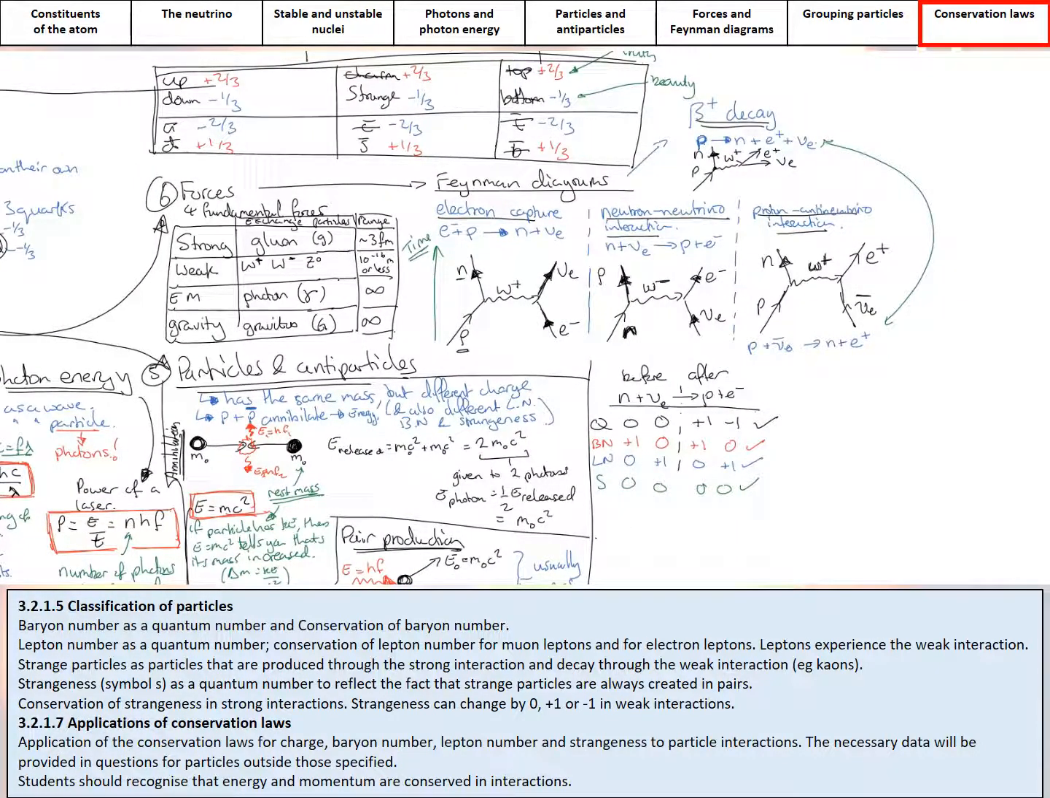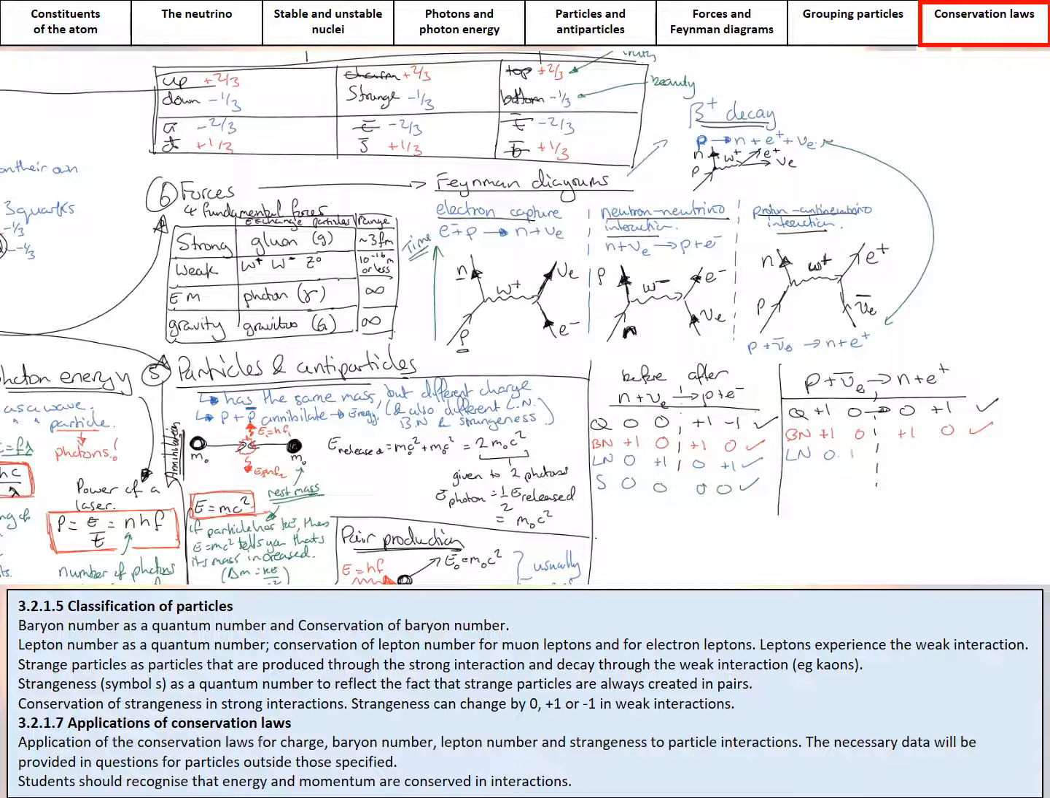We can do the same thing for our, let's do proton-antineutrino. So we've got proton plus antineutrino goes to neutron plus positron. So charge, proton has a charge of +1, antineutrino is neutral, neutron is neutral, positron charge of +1, so charge is conserved. +1 before, +1 after. Baryon number, proton is a baryon, so it's got a baryon number of 1. That's a lepton, that's a baryon, that's a lepton, so that's conserved.